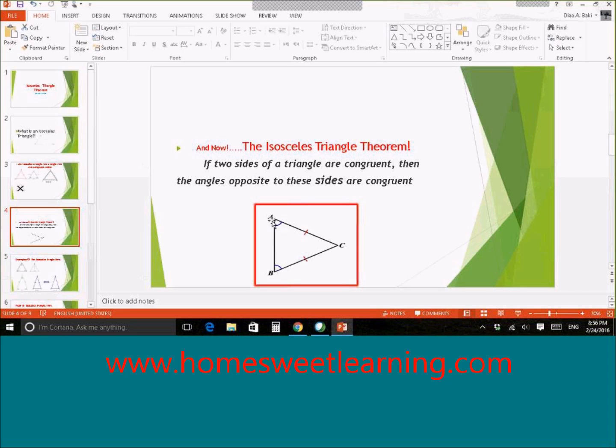By the way, the sides that are congruent, we call them legs. So AC is a leg and BC is a leg. While the third side, we call it the base. Even if it looks like it's not at the bottom of the triangle, it doesn't have to be at the bottom. The two congruent sides that have the sign of congruency are the legs. This is the base. Okay, so this is the isosceles triangle theorem.